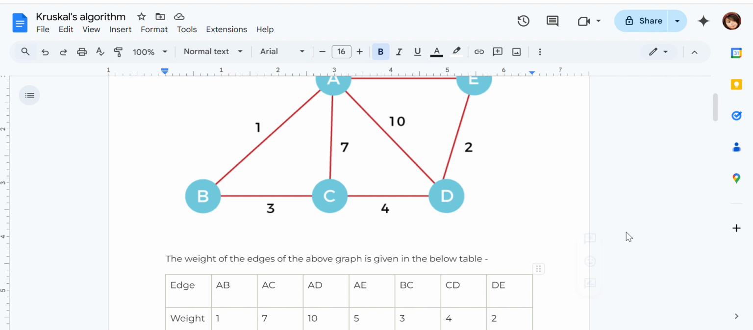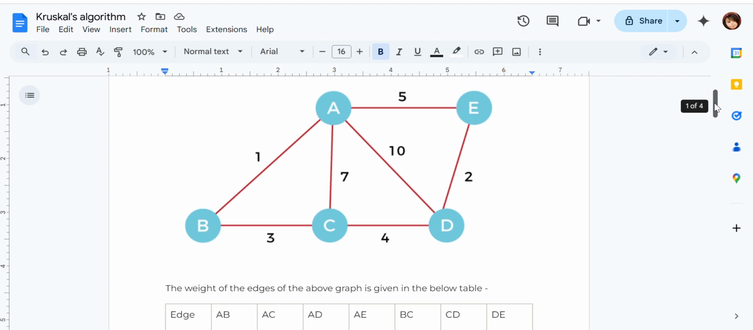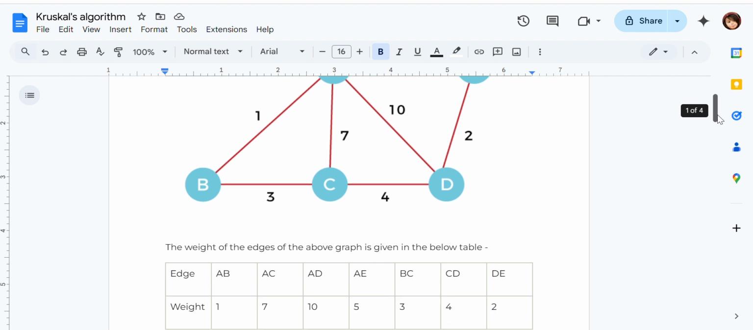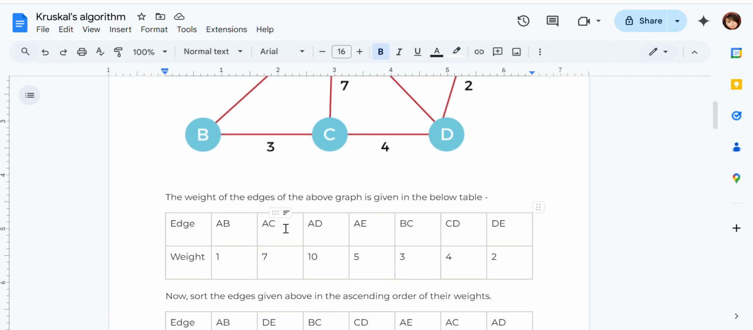So DE is 2. Is there anything left? Okay, you have to see how many edges there are. So we have 1, 2, 3, 4, 5, 6, 7. So 7 edges. You can just count whether the 7 edges are there. Okay, so 1, 2, 3, 4, 5, 6, 7. Totally 7 edges. We have just completed all the edges, and along with weights we have just given.